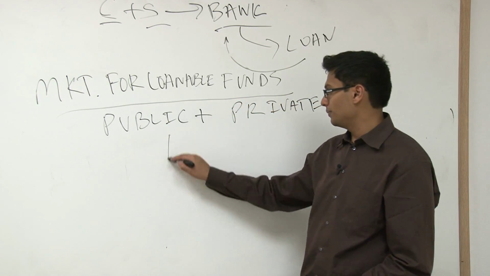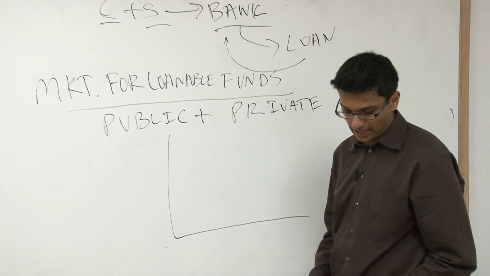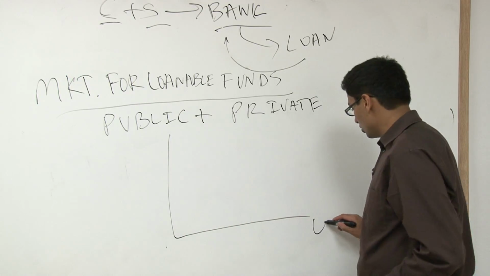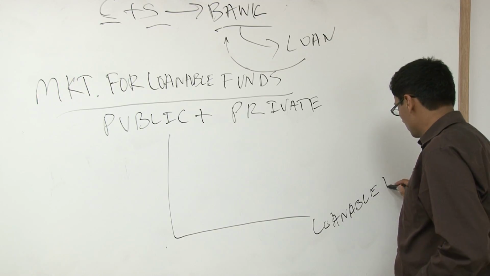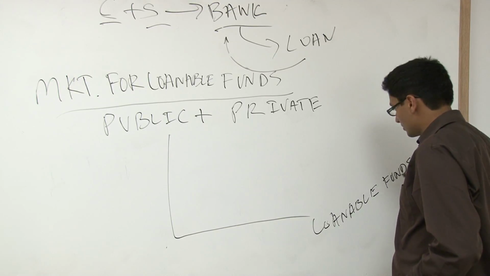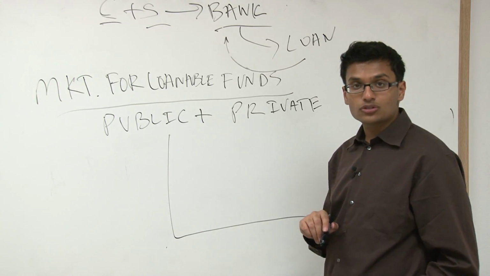Let's take this, and we're going to have two things. We're going to have loanable funds, which makes sense, on the x-axis, and then we have the interest rate.